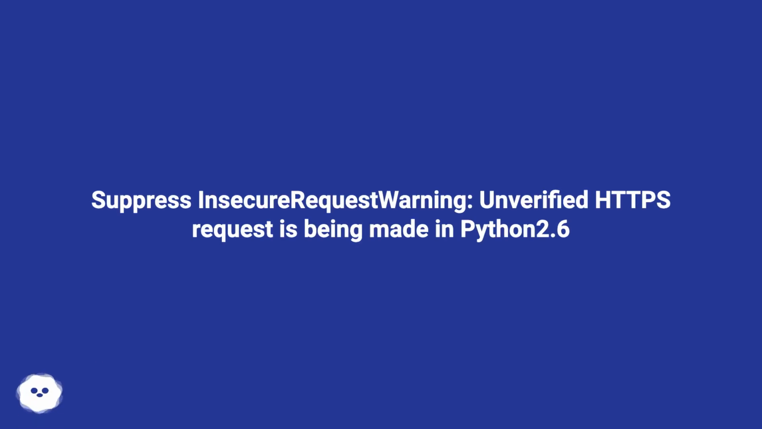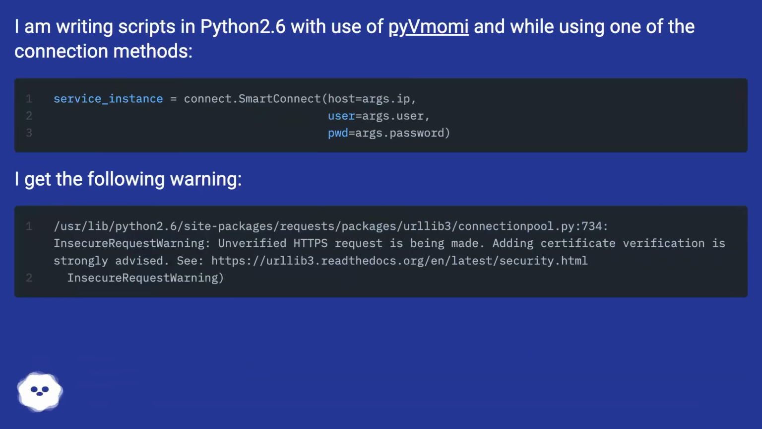Suppress insecure request warning. Unverified HTTPS request is being made in Python 2.6. I am writing scripts in Python 2.6 with use of pyvmomi and while using one of the connection methods, I get the following warning.